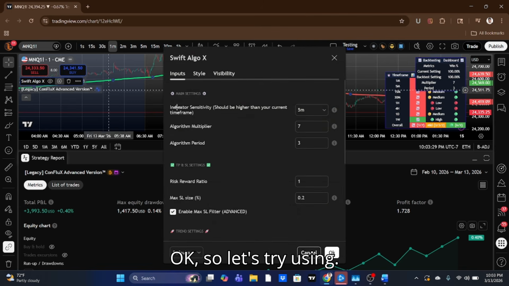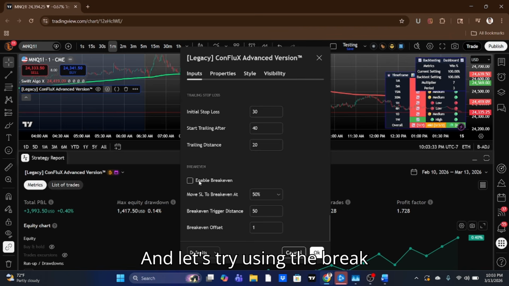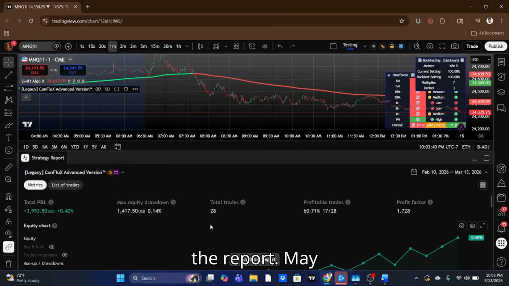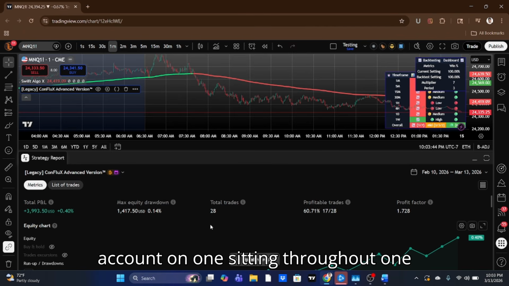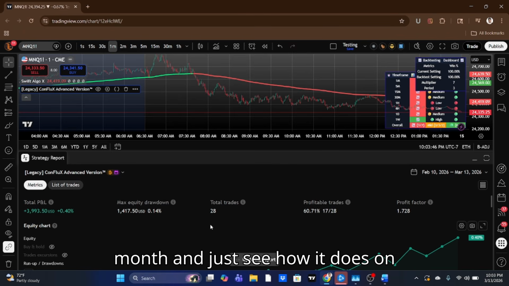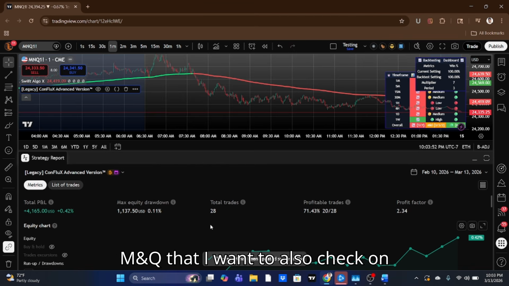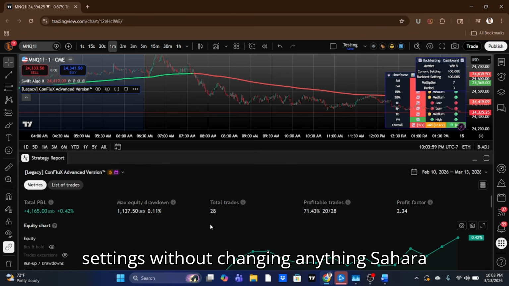Okay, so let's try using the break even feature. Let's enable that. Update report. I may also experiment. I'm using one Eval account on one sitting throughout 1 month and just see how it does on its own without me doing anything. And on M and Q, then I want to also check on NQ, also same thing, using the same settings without changing anything and see how it does in 1 month.